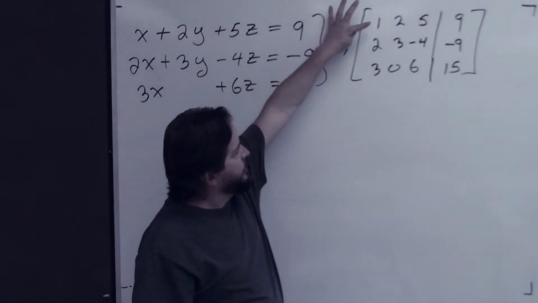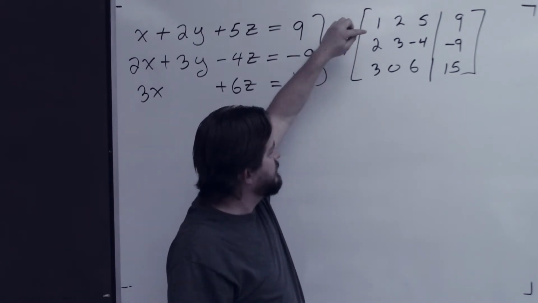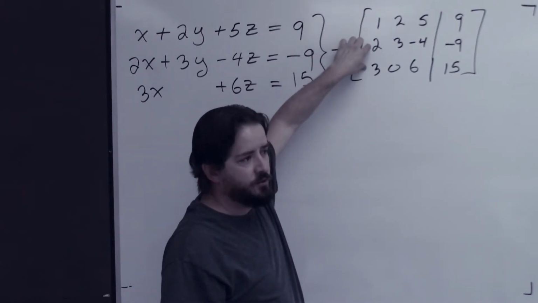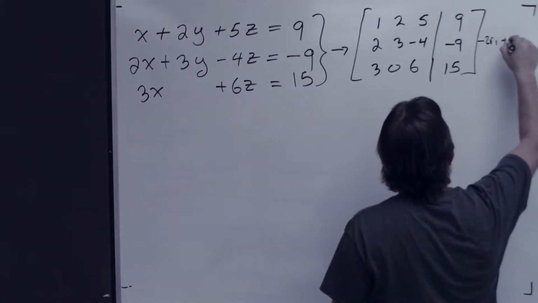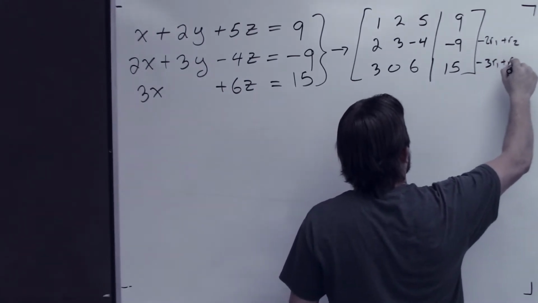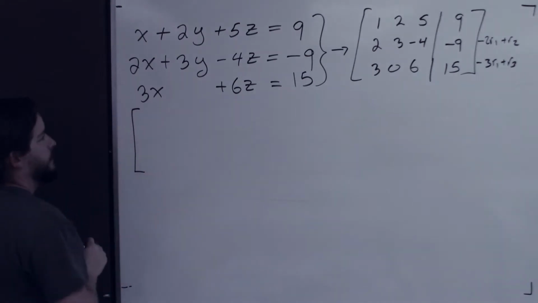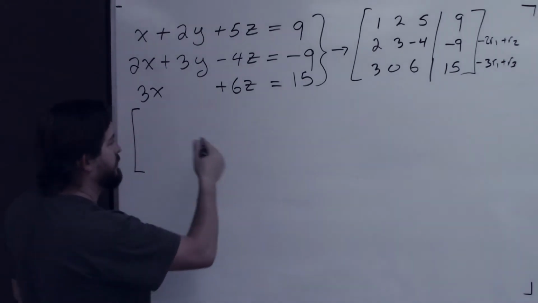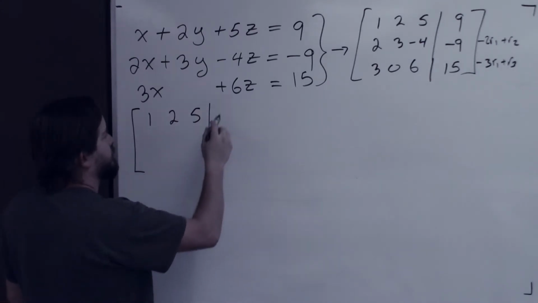So the first thing I want to do is get a 1 here. I already have that, so that step's easy. The next thing I want to do is eliminate the 2 and the 3 here. So I would take -2 row 1 and add it to row 2. And here I would take -3 row 1 and add that to row 3 to get my new rows. Since I'm not changing row 1, I'm just going to rewrite it.